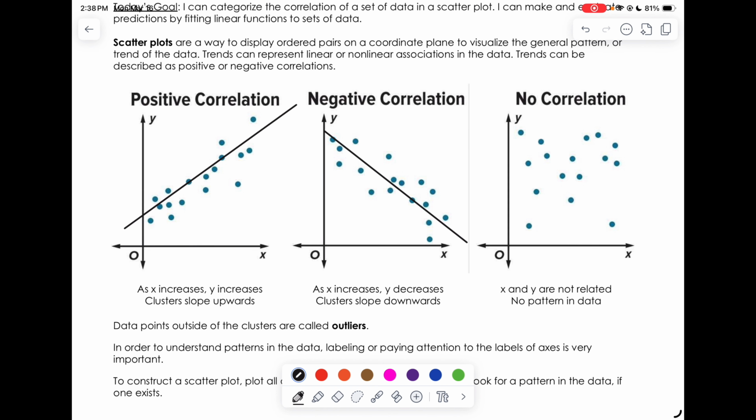And then for negative, as your x increases, your y decreases. So your cluster slope is downwards. And then on that first one with the positive slope, it says as x increases, our y increases. So as we go further with our x, we can tell that our y also goes up because that line is going up.